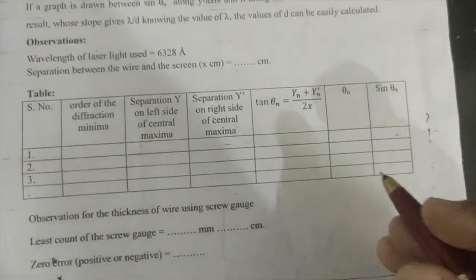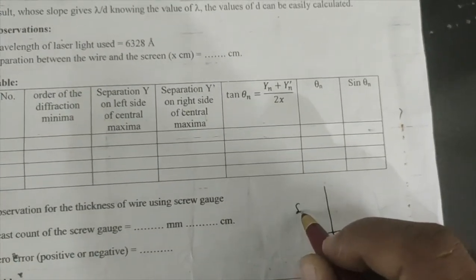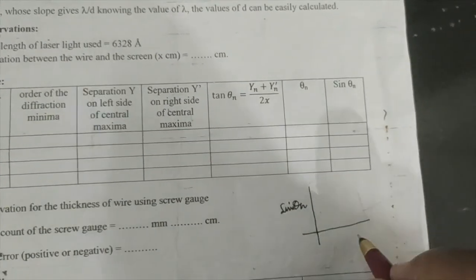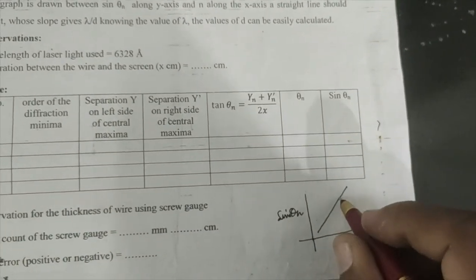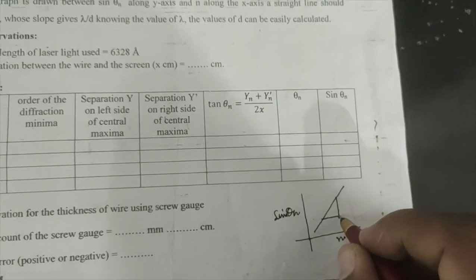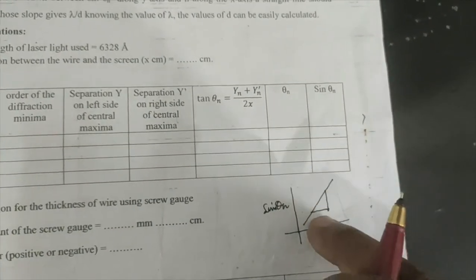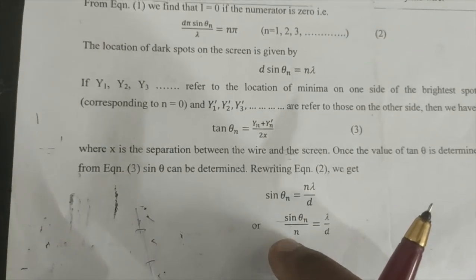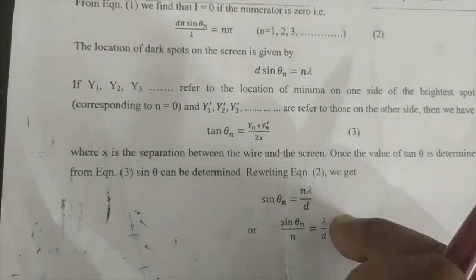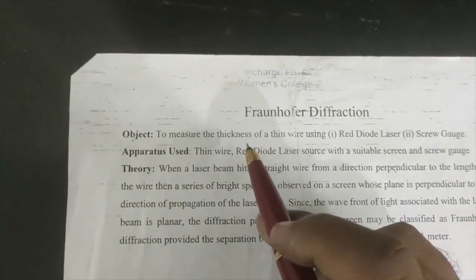If I plot sine theta n on the y-axis and n on the x-axis, I'm going to get a straight line, and we will find the slope of this line. This will be delta sine theta n over delta n. So sine theta by n will be the slope, and we put this slope equal to lambda by d. Lambda we already know, so we can find the value of d, which will be the thickness of the wire.